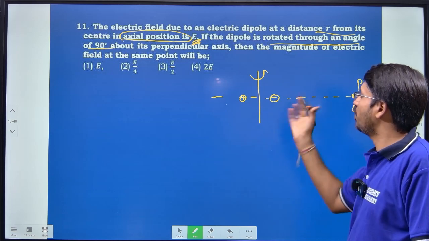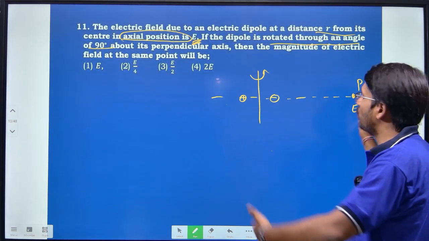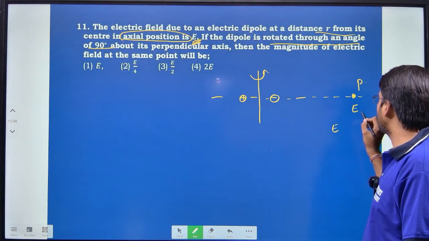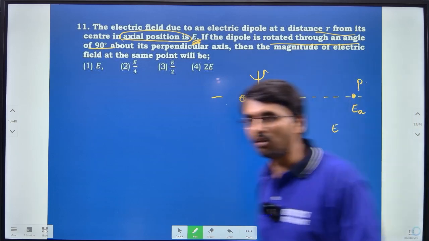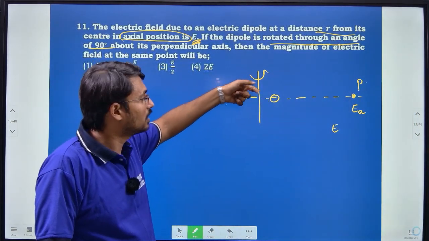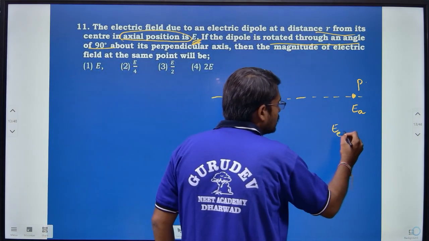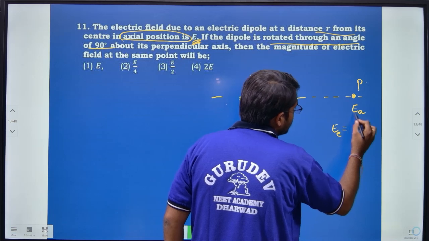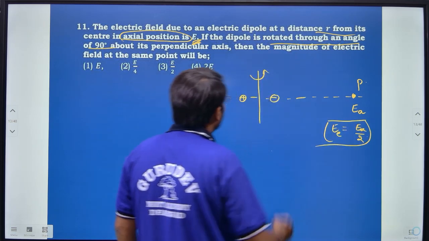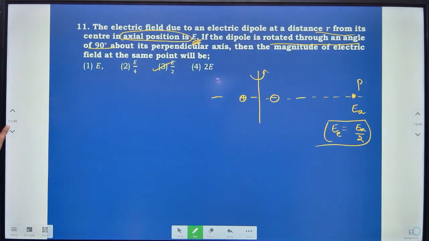If you rotate this way by 90 degrees, then it is in this particular plane, and this particular point is on an equatorial line. What is the electric field at that particular point? This is the electric field along the axis. Now we have to look at what happens whenever you rotate it. The point P is along the equatorial line. As a result, what is the field? It is actually half of the electric field along the axis. So straight away, we can take option 3 as the right answer here.